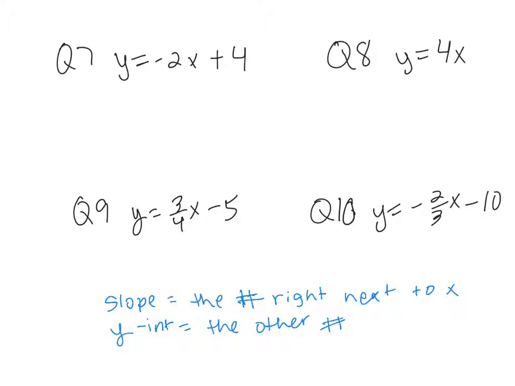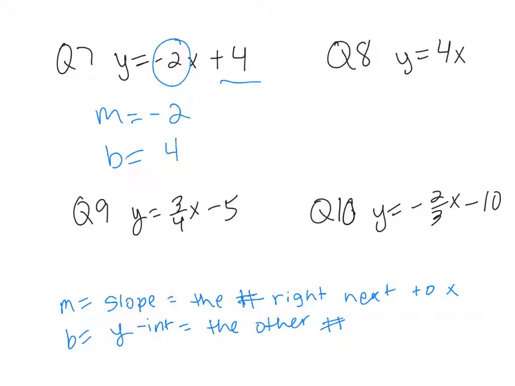So for question 7, the slope is -2 because that's the number right next to x. We use m to label slope. We use b to label y-intercept. Write that down there. So b is going to be the only other number there, +4.